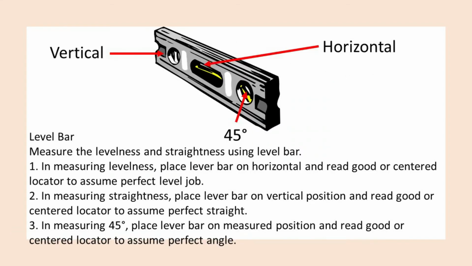Here are the steps to measure the levelness and straightness using level bar. As you can see in the diagram, here is the vertical, the horizontal, and the 45-degree level bar. Measure the levelness and straightness using level bar.